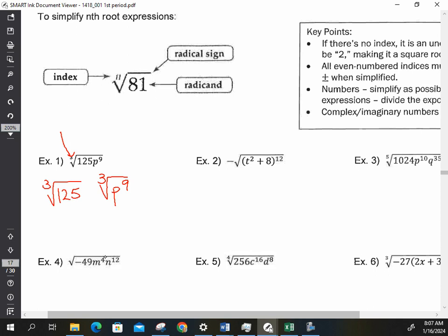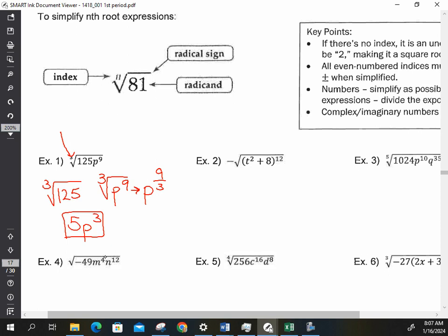So the third root of 125 means what to the third power will give you 125. So that's 5. 5 times 5 is 25, times 5 is 125. The third root of p to the 9th, so remember that's p to the 9 divided by 3. So that's p to the third power. And that's it. Just like that, problem's over. Just like that, all finished.